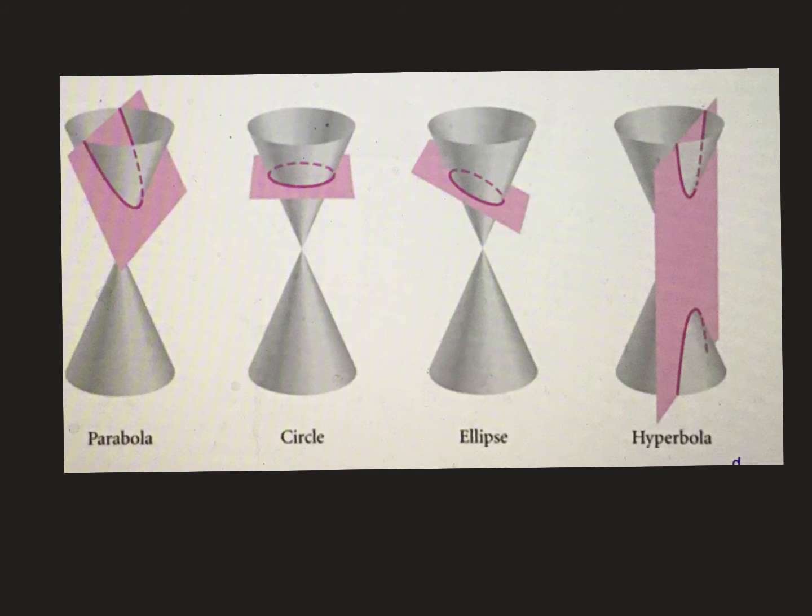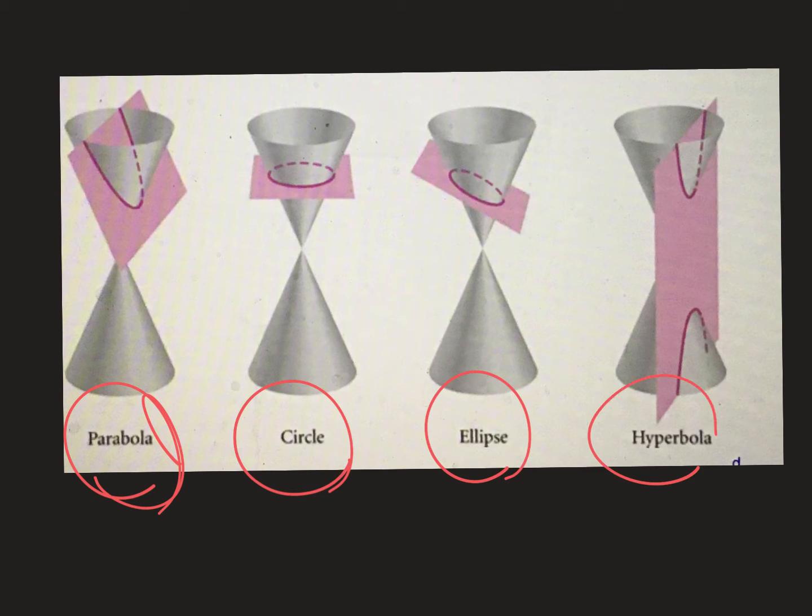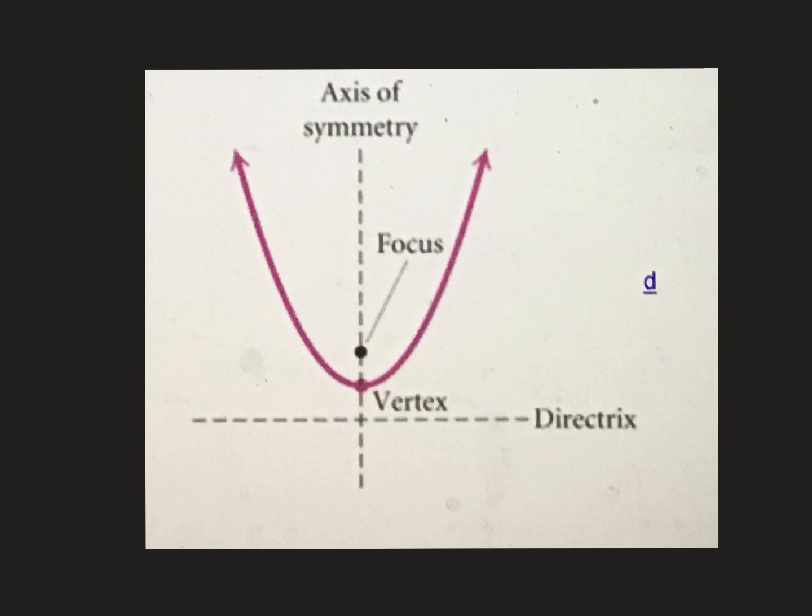Alright, they're called conic sections because they're all parts of cones. Today we're going to start with the parabola, which is right there. You can see how you slide a plane through a cone and it makes a parabola shape. Later we're going to do circles, ellipses, hyperbolas, but today, the parabola. That's what a parabola looks like.